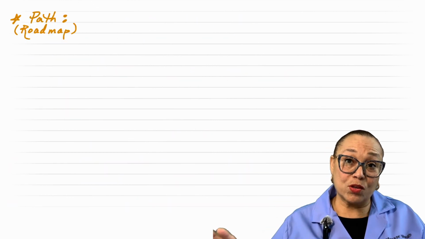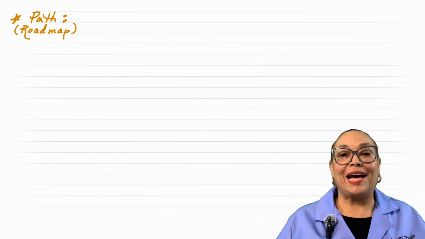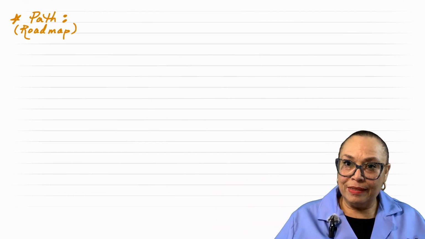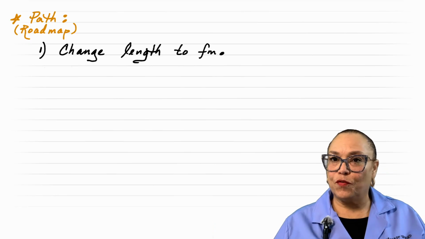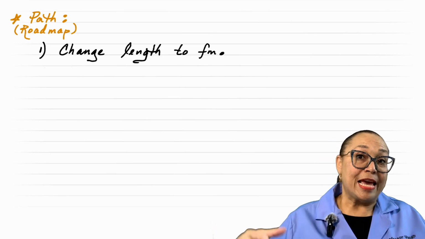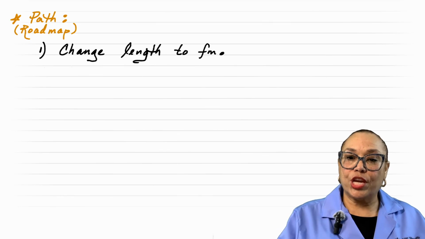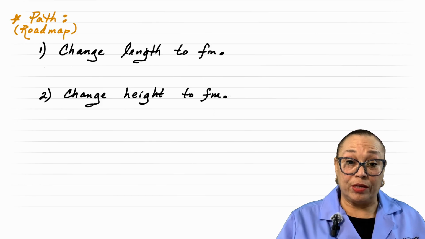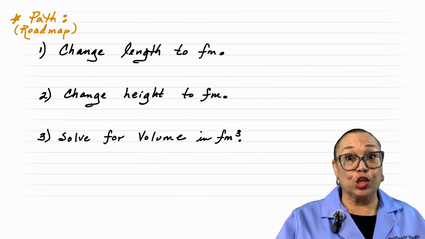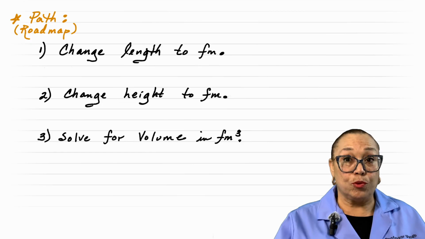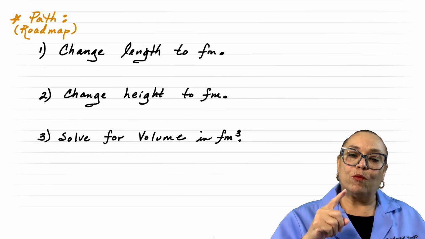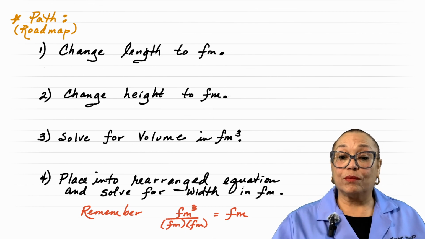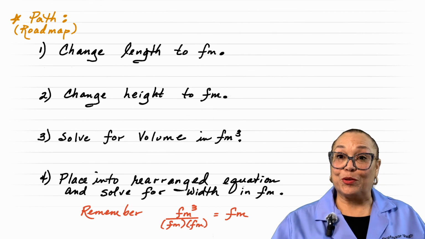Okay, now we're going to look at this whole thing together, the roadmap. I like to call it the path, because the path will set you free. First thing I want you to do is change all the units into femtometers. That's what we're going to look for, and that's what we want to write out. So you're going to change your length to femtometers, change your height to femtometers, solve for volume in cubic femtometers. Cubic length is volume. And then I want you to place it into the rearranged equation and solve for the width, which is the thickness, in femtometers.